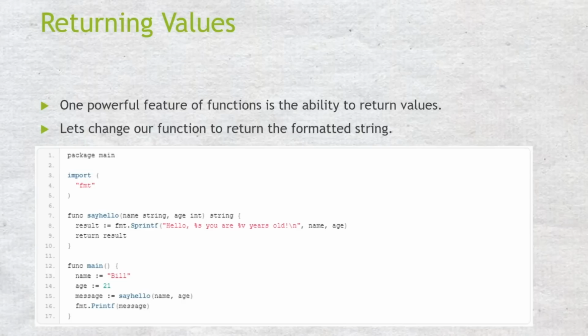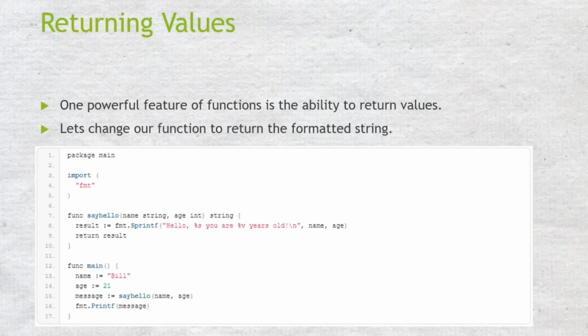Inside the function, we create a new variable called result, and we use fmt.Sprintf, which is a function that returns a formatted string without printing it anywhere. So here we're saying hello %s, which is going to be our name variable, %v, which is an integer value it prints, which is our age, years old, and it returns that string variable of result as a return value of our function.